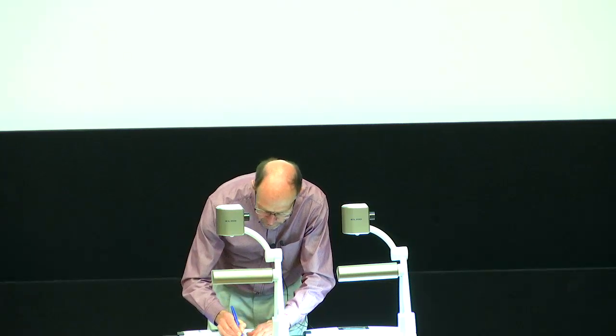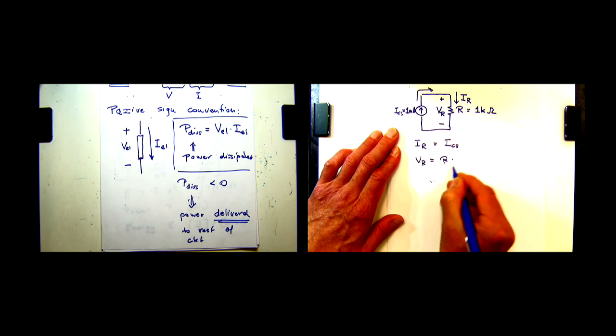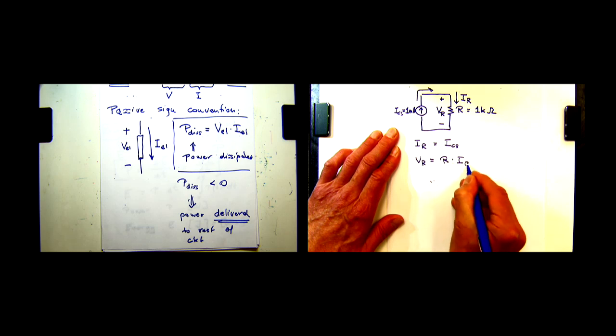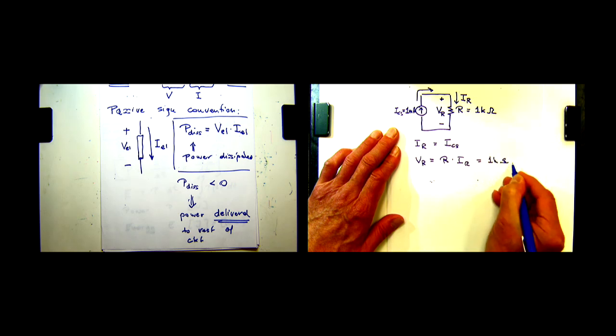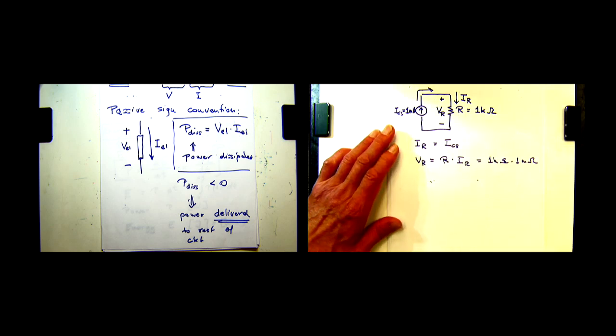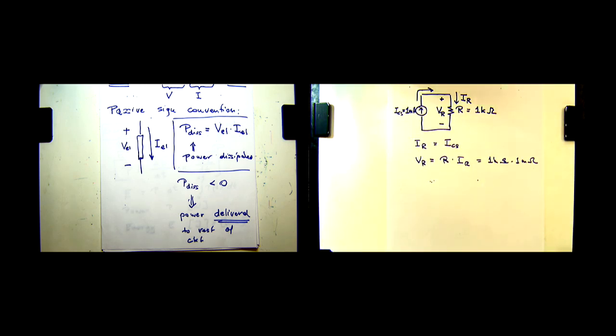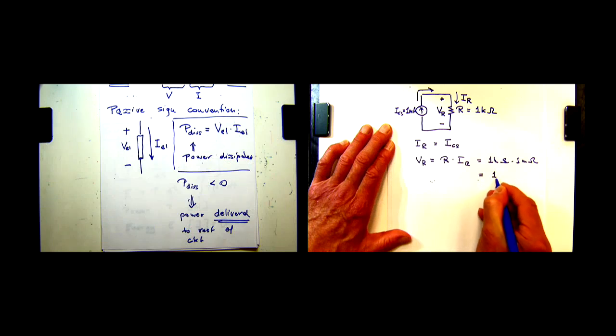Well, what is VR? Well, VR, we can now use Ohm's law. VR is equal to R times IR, and that is equal to 1 k ohm times 1 milliamp. The k, the kilo, and the milli, they just annihilate each other. 10 to the 3 times 10 to the minus 3. Well, this is going to be equal to 1 volt.